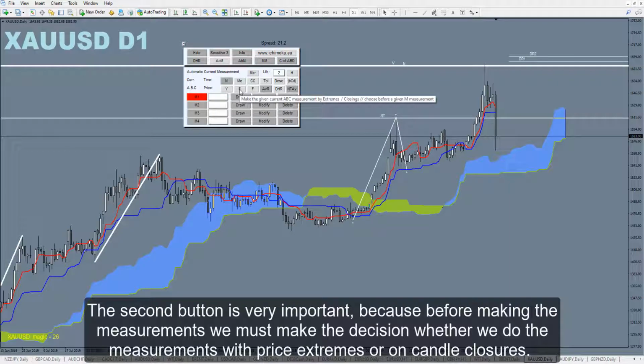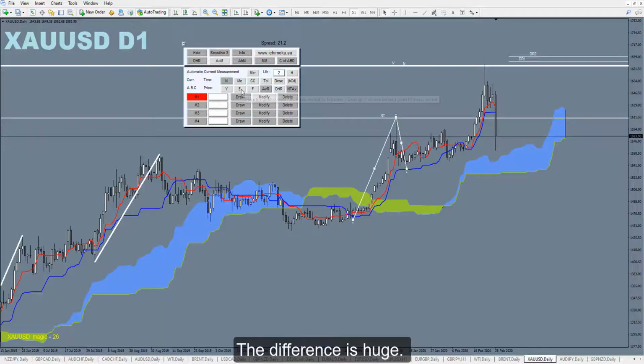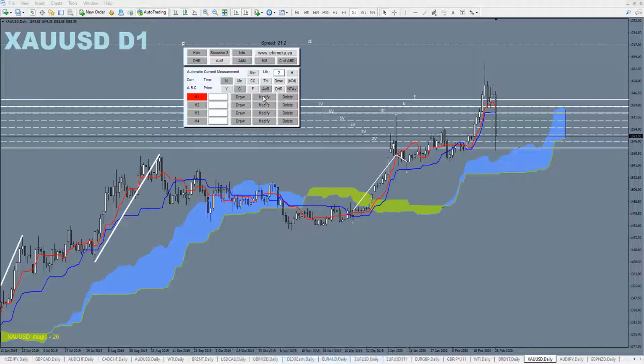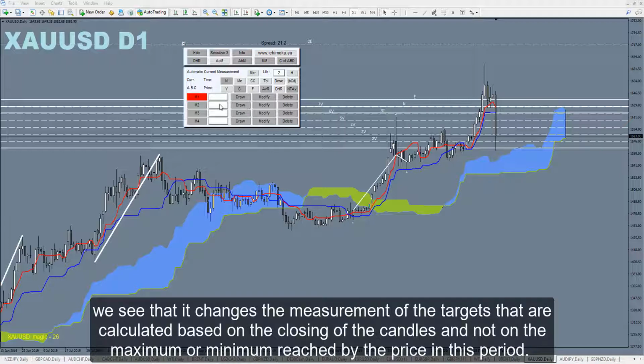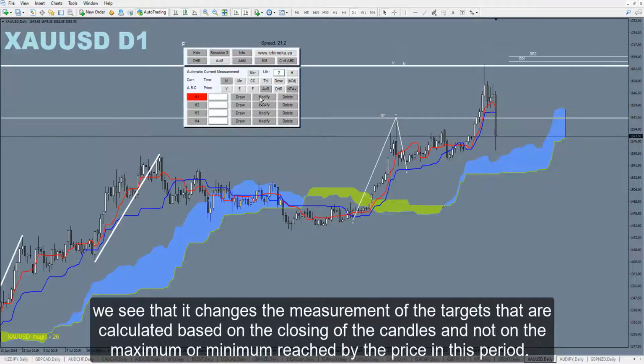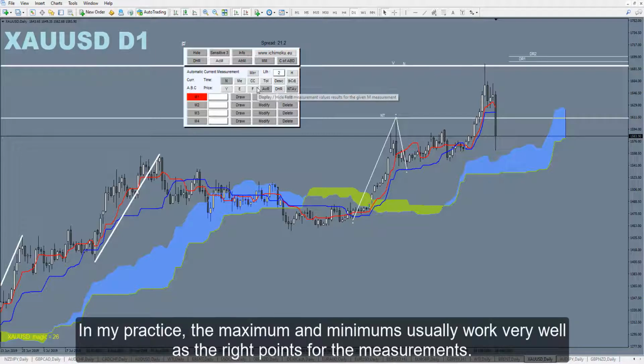The second button is very important, because before making the measurements, we must make the decision whether we do the measurements with price extremes, or on candle closures. The difference is huge. If we want to do the calculations based on the closing of the candles, just click on the modify button, and again the E button. We see that it changes the measurement of the targets that are calculated based on the closing of the candles and not on the maximum or minimum reached by the price in this period. In my practice, the maximum and minimums usually work very well as the right points for the measurements.